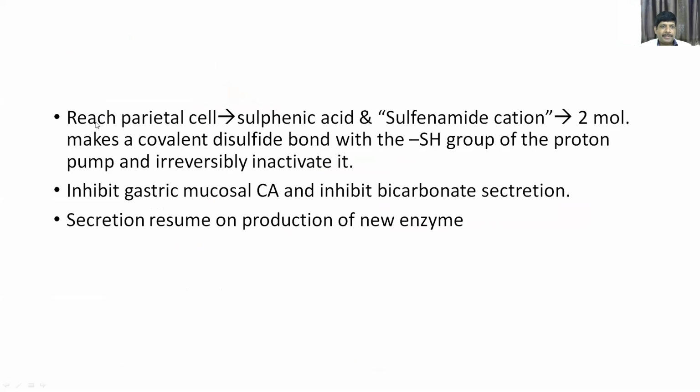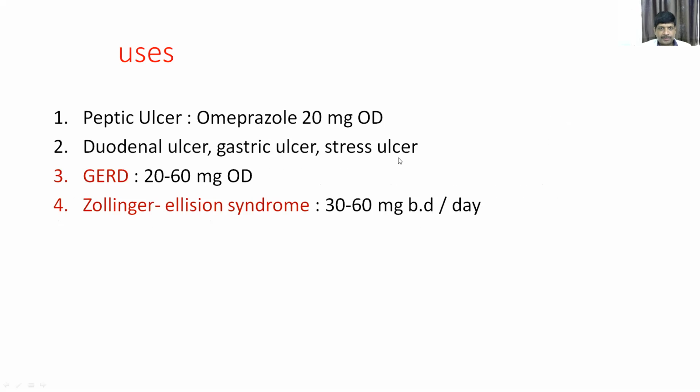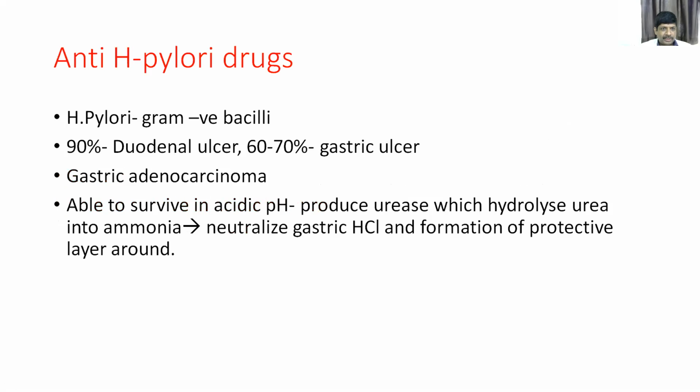PPI mechanism I will tell. It reaches the parietal cell and converts to sulfenic acid and sulfenamide. Two molecules make a covalent disulfide bond with the SH group of the proton pump and irreversibly inactivate it. So this is the mechanism you need to write. Uses are the same as we have discussed, and anti-H. pylori drugs.